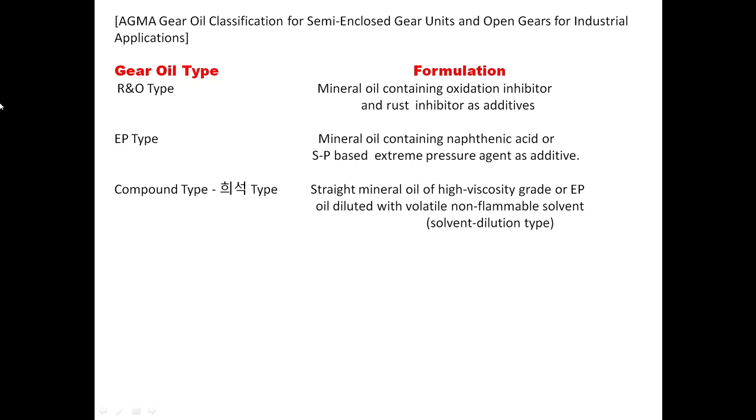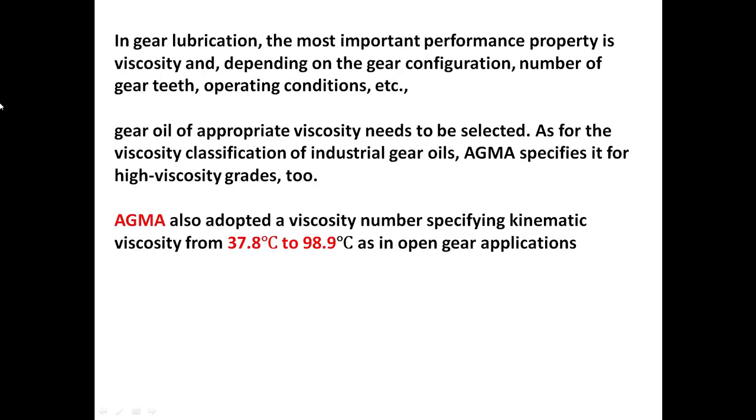AGMA gear oil classification for semi-enclosed gear units, and open gear for industrial applications. Gear oil type and formulation. Mineral R&O type: mineral oil containing oxidation inhibitor and rust inhibitor as additives. EP type means mineral oil containing sulfur-phosphorus-based extreme pressure additives. The compound type is synthetic or mineral oil of high viscosity grade or EP oil diluted with volatile non-flammable solvent.